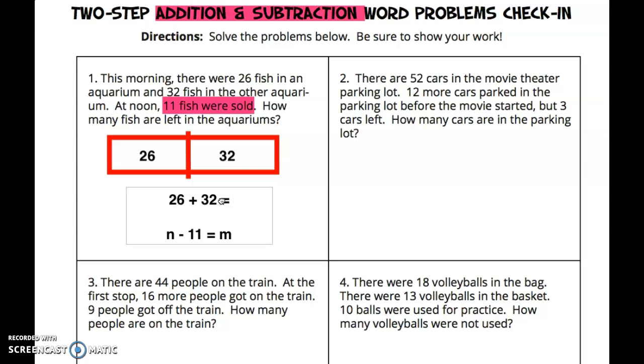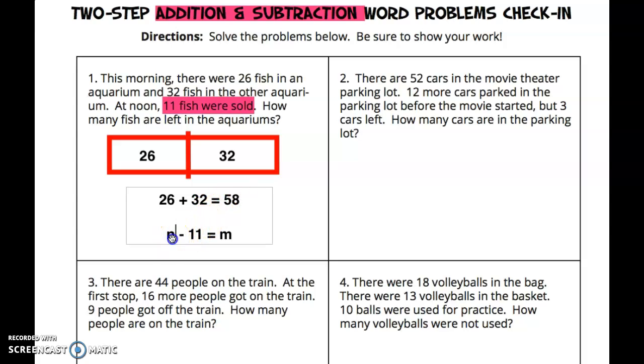I can solve 26 plus 32. I know 6 plus 2 ones is 8, and I know 2 tens plus 3 tens is 5 tens. So the answer is 58 fish. So there are 58 fish total in the aquariums.